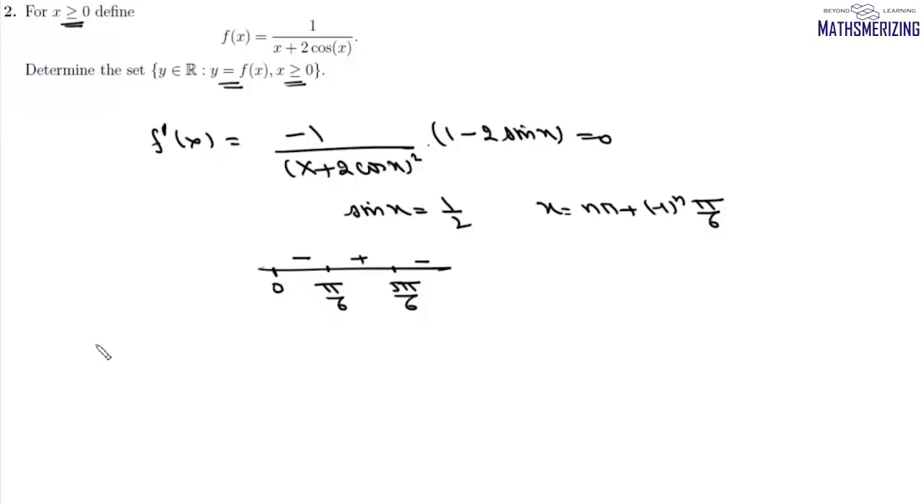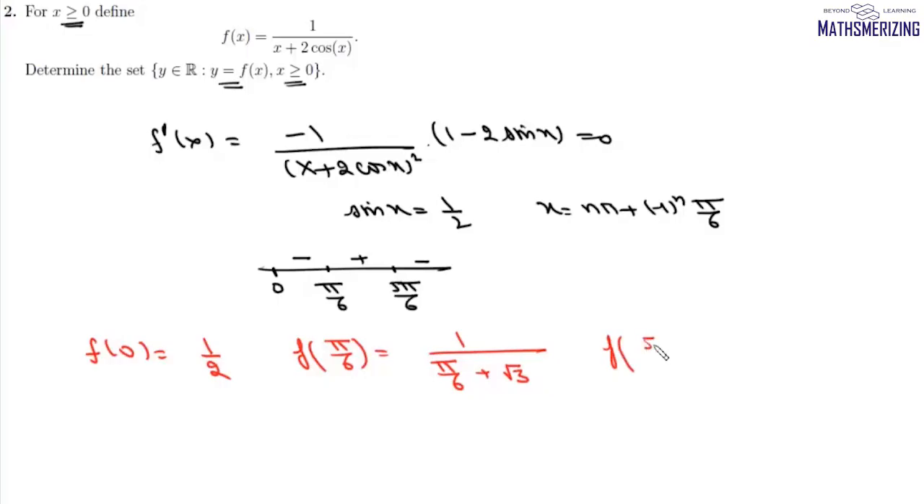So if we find the value at 0, f(0) will be simply 1 by 2. f(pi by 6) will be 1 upon pi by 6 plus cos pi by 6, and cos pi by 6 is simply root 3 by 2. f(5 pi by 6) will be 1 upon 5 pi by 6 minus root 3, which will be 6 upon 5 pi minus 6 root 3.